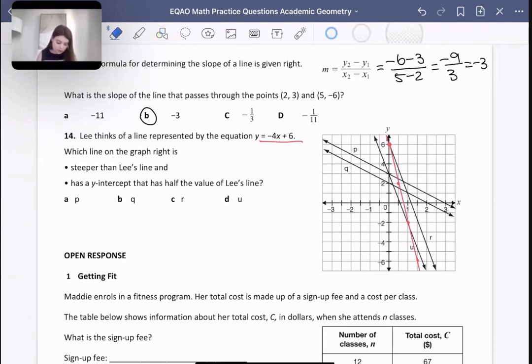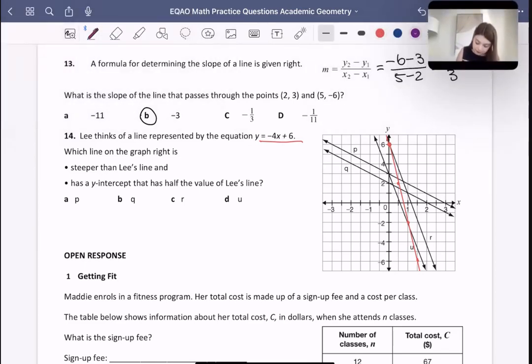So which one is both steeper than Lee's line and has a y-intercept that has half the value of Lee's line? Well, first of all, the y-intercept of Lee's line is 6, and half of 6 would be 3. That's the first thing we can know here, right? So it must be one that has a y-intercept of 3. So it's either going to be line U or line P. Now, P is not steeper than Lee's line, right? P is less steep than Lee's line.